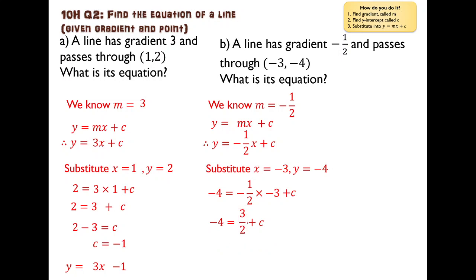So I noticed that there's a fraction here, the denominator is 2. So the lowest common denominator is 2. This times 2 is negative 8. 3 halves, 3/2. If I double that, I get 3. And if I double this, I get 2c. So I've doubled each term here. And the reason that I've doubled it is because I wanted to get rid of that fraction.